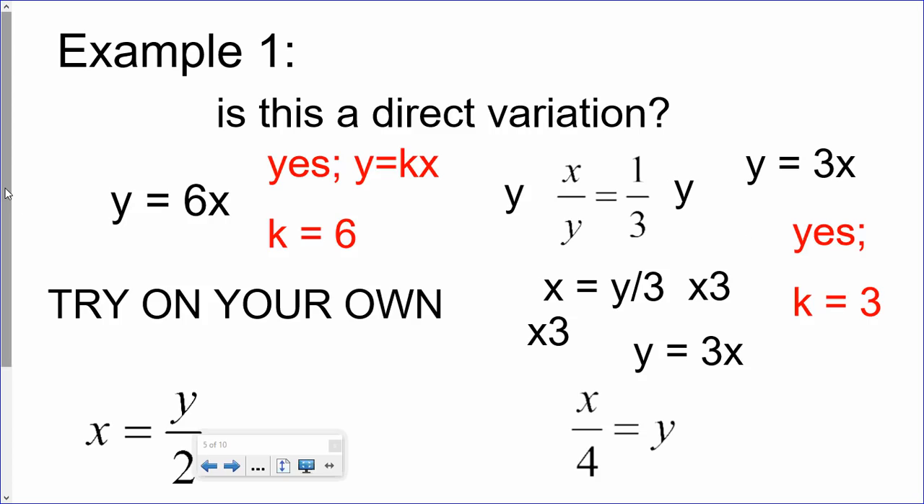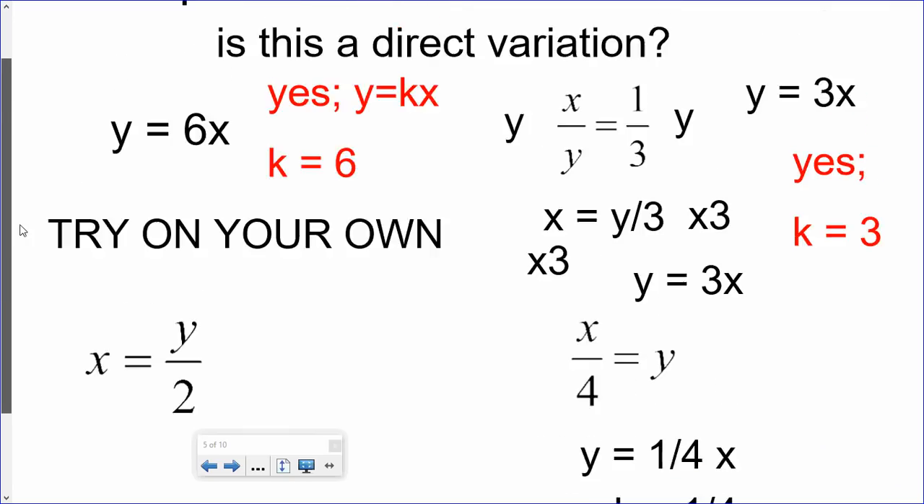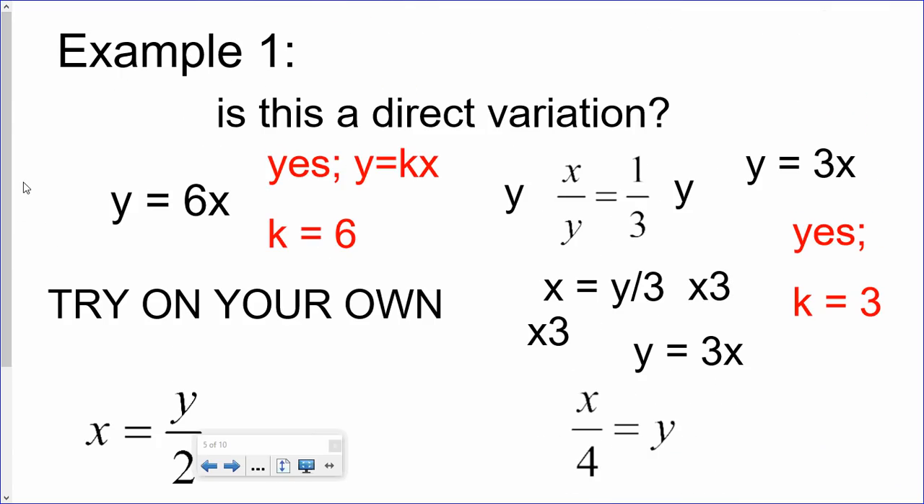Okay? So you're going to try these two on your own. Ooh, kind of gave you an answer there. Try these two on your own. If it is a direct variation, write down what k is.